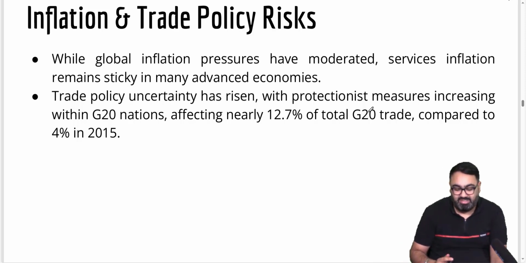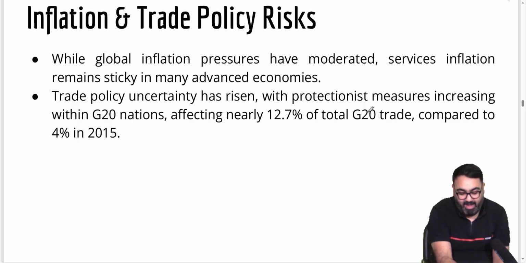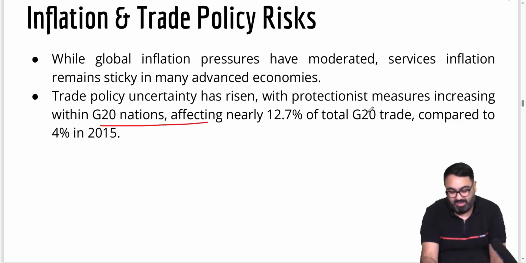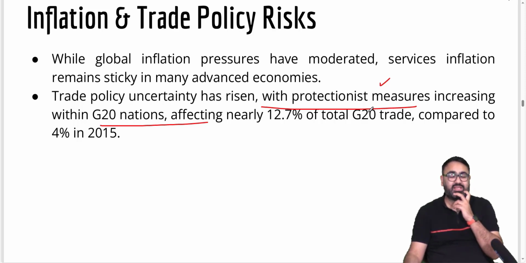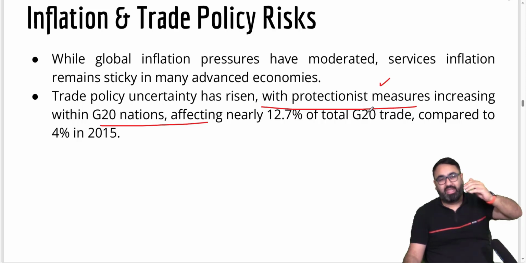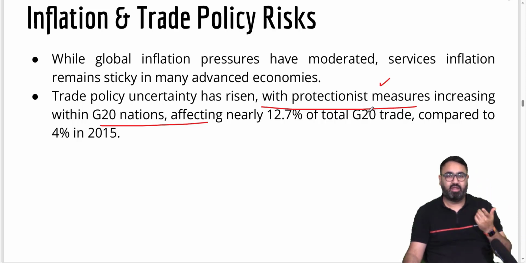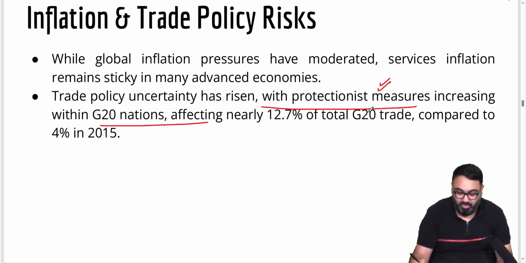About the G20 nations, the survey says that the G20 nations have also shown some protectionist measures. Protection measures means a lot of countries are trying to make sure that the other countries don't import a lot of products to them. For example, in India, we have Made in India. We don't want our products or our country to use products imported from China or other countries. So we are giving a push to our own local products, which is called protectionist policy, protectionist measures.